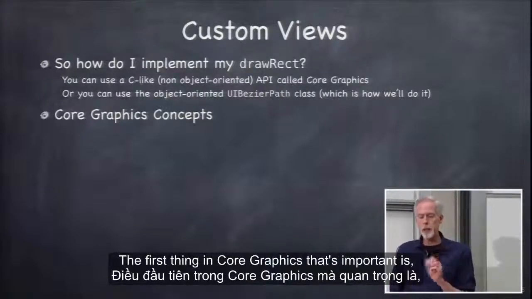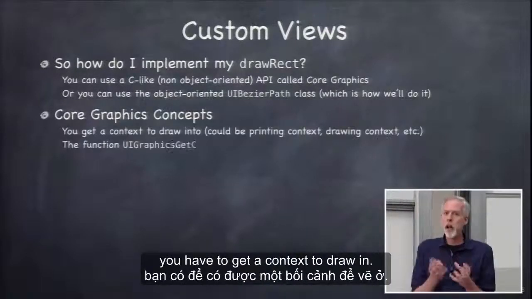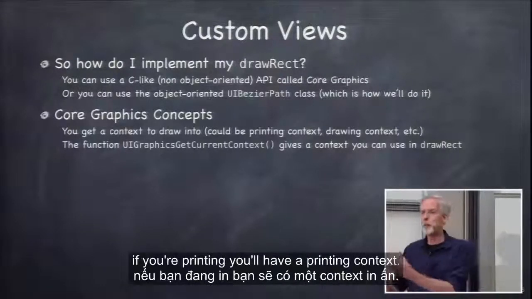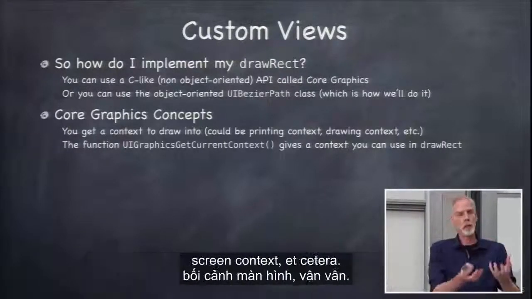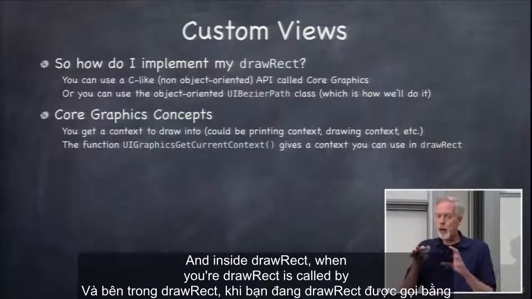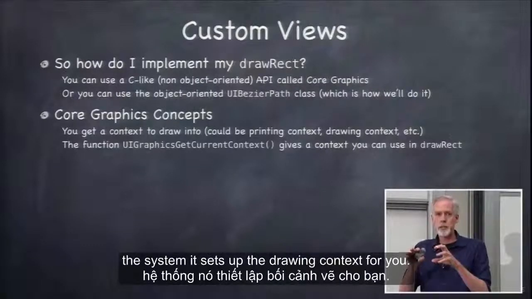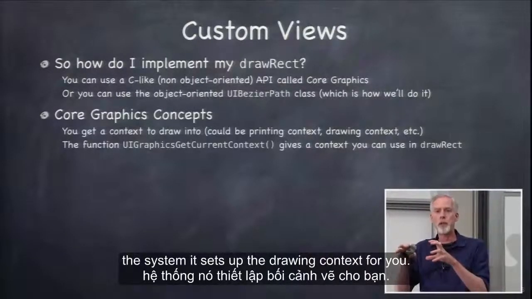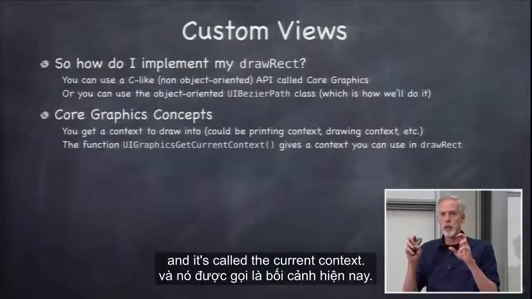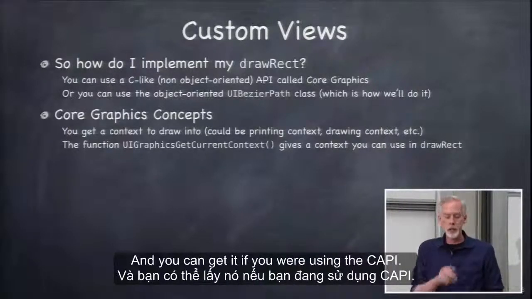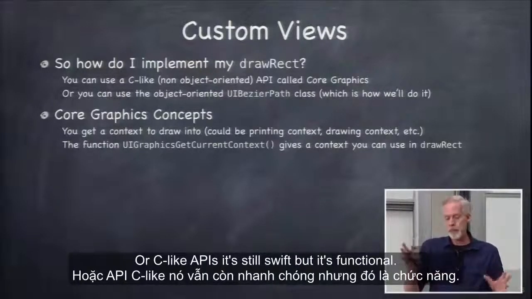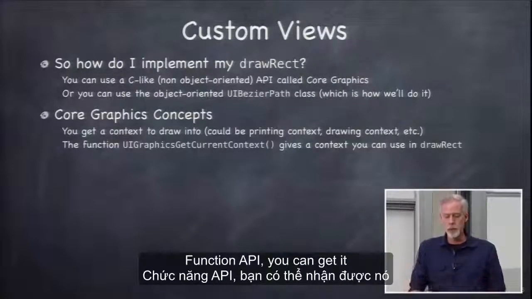The first thing in Core Graphics that's important is you have to get a context to draw in. So if you're printing, you'll have a printing context. If you're drawing on screen, you'll have a draw on screen context, etc. And inside drawRect, when your drawRect is called by the system, it sets up the drawing context for you. So it's automatically set up, and it's called the current context, the current drawing context. And you can get it if you were using the C API, or C-like API. It's still Swift, but it's a functional, function API.